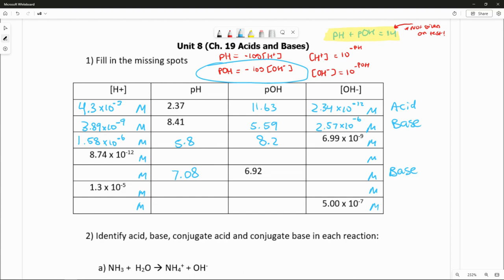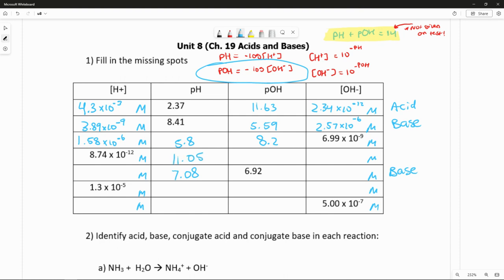All right, next up, we're given the concentration of H plus, and we're asked to find the pH. Based on this and our previous accounts with our equations, we can find the pH. All we got to do is use this equation, the negative log. So negative log of 8.74 times 10 to the negative 12 is around 11.05.